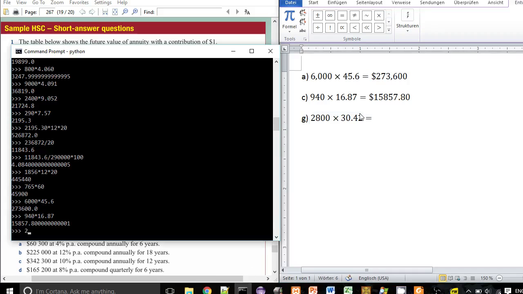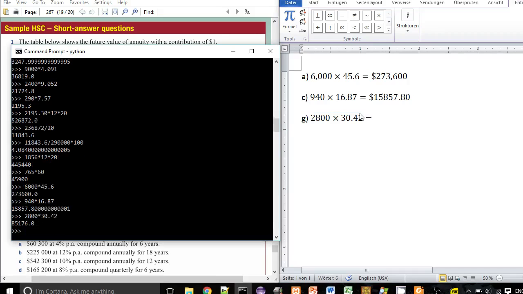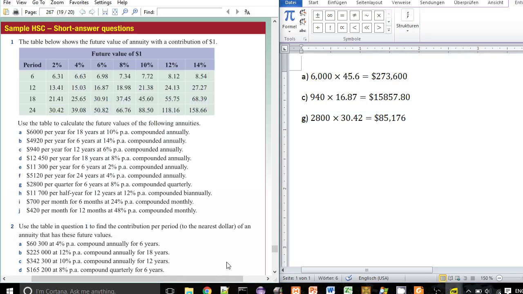Okay, and 2,800 times 30.42. Okay, 85,176. And again, I encourage you to check your answers that they seem reasonable. I always try to do that. So if you're putting 3,000 in 4 times a year for 6 years, 8%, okay, maybe you get 85,000.